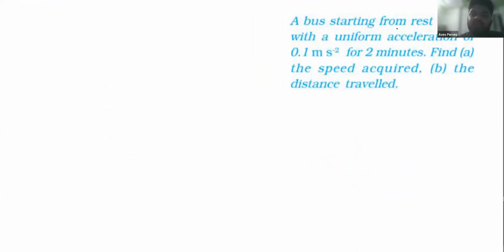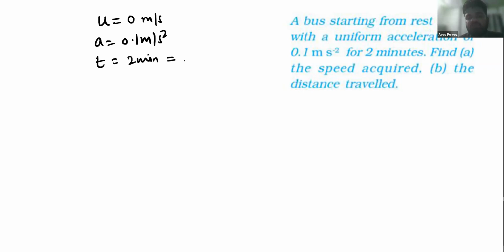A bus is traveling from rest. So what is given to you? Rest means initial velocity is 0 meter per second, with a uniform acceleration of 0.1 meters per second square. Time is equal to 2 minutes, which is equal to 120 seconds.